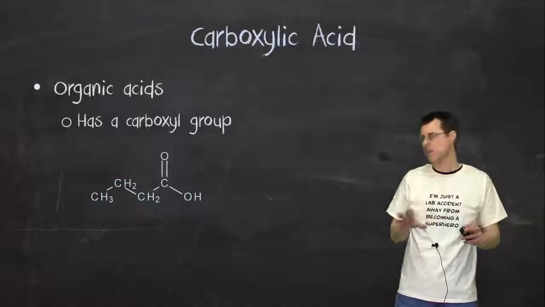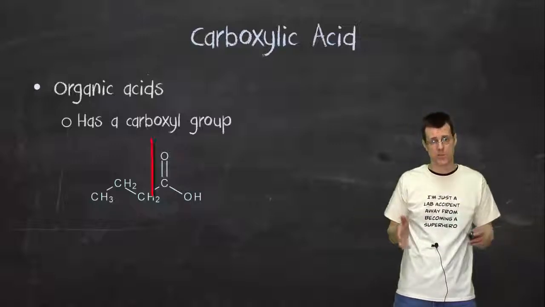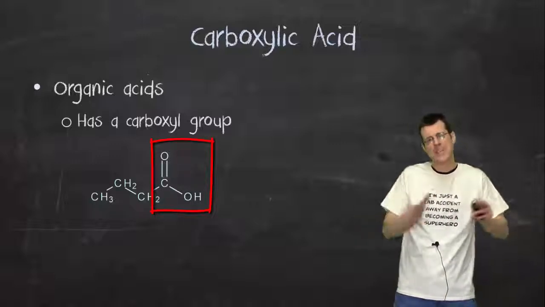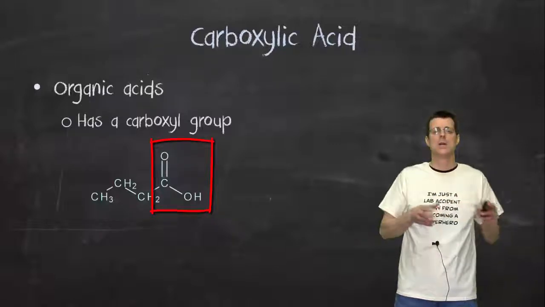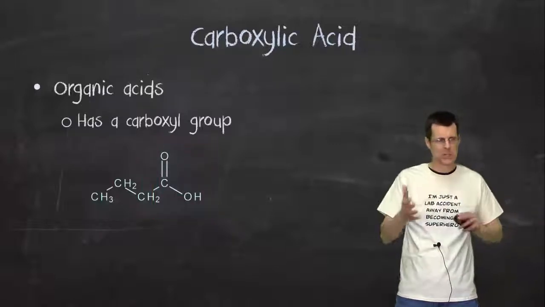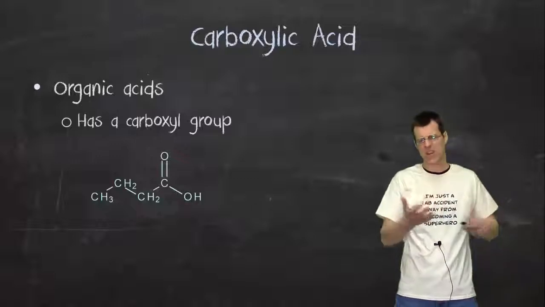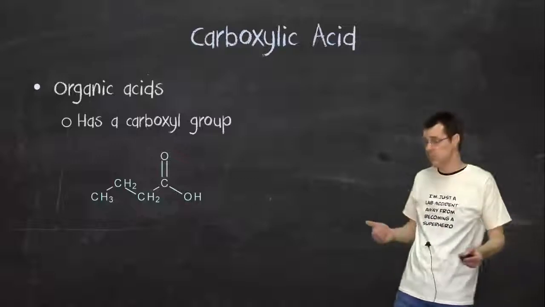In the carboxylic acid functional group, you'll notice it has a double bond oxygen, like aldehydes and ketones, but then beside that it has an OH group. So it's not a combination of a ketone and alcohol or an aldehyde and alcohol. It's a different functional group, carboxylic acid.